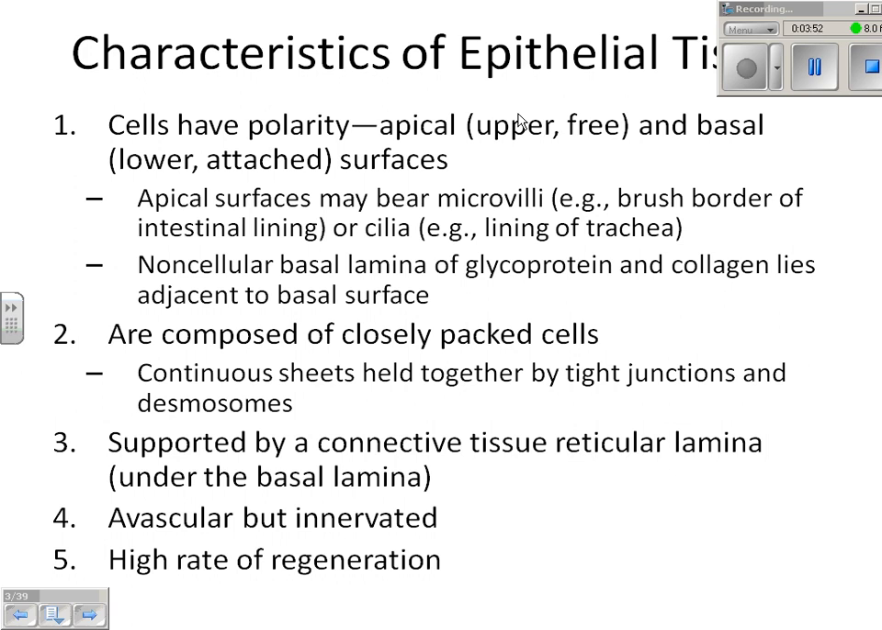Oftentimes these apical surfaces, remember apical meaning the free side. All epithelial tissue is going to have a free side, so if you're looking in a microscope, you're going to look to the edge of a specimen, typically. But very often, we will find on these surfaces microvilli or cilia. Microvilli are there to increase surface area. For example, when we are absorbing nutrients in our digestive system, we need an increased surface area. So these little microvilli make more areas for them to absorb, to come in contact with those cells.